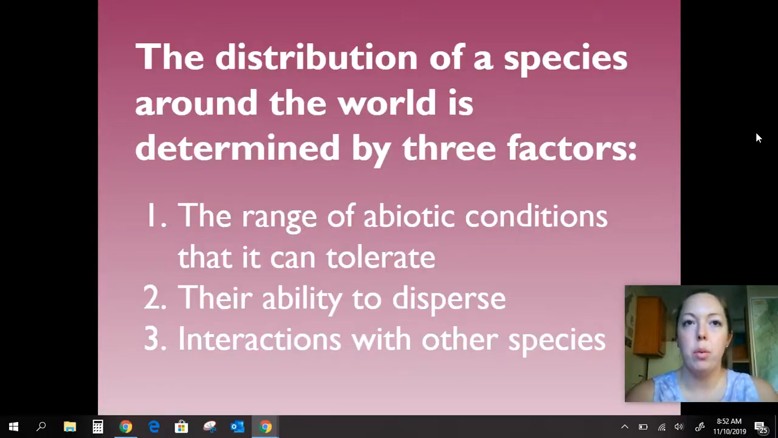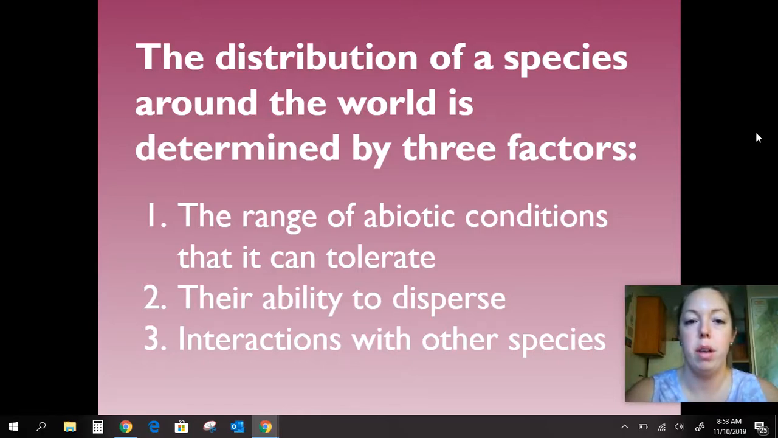So the last video you watched talked a lot about the factors that determine population size. It also talked about different ways to model or predict how a population will grow or decline. But the size of a population tells us nothing about what determines a population's distribution across the planet. So we're going to talk a little bit about that today, all right?